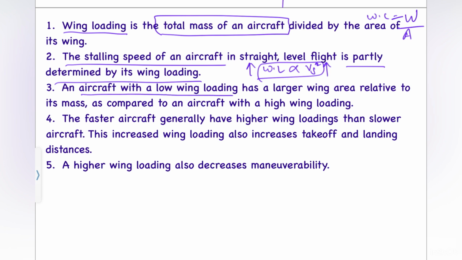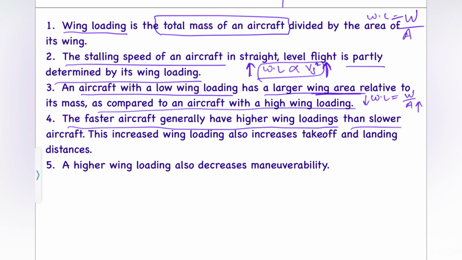An aircraft with a low wing loading has a larger wing area. Yes, wing loading is equal to weight upon area. So a higher wing area has a lower wing loading as compared to the high wing loading. Yes, faster aircraft generally have higher wing loadings because the stall speed is higher. We had already discussed this. So high wing loading aircraft have to be faster because their stall speed is more, so they have to fly faster.